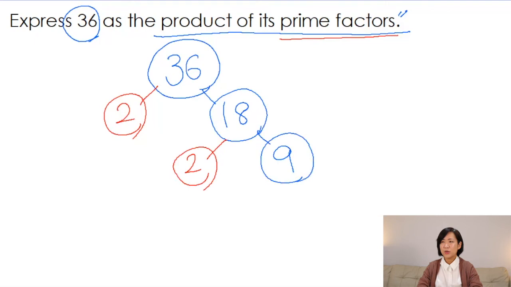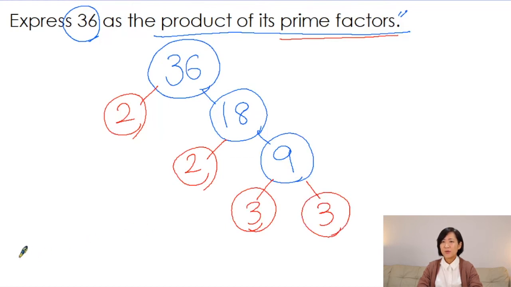So we've got a 2, but 9 is not a prime number. Then we need to factorize again. 3 times 3 is 9. So both numbers are prime numbers, right? Then we can stop and have a look at it. What numbers do you have? Only focus on the prime numbers.